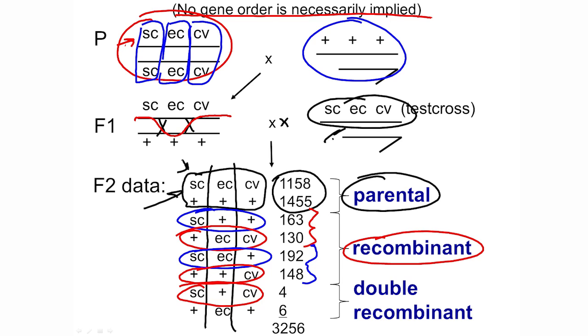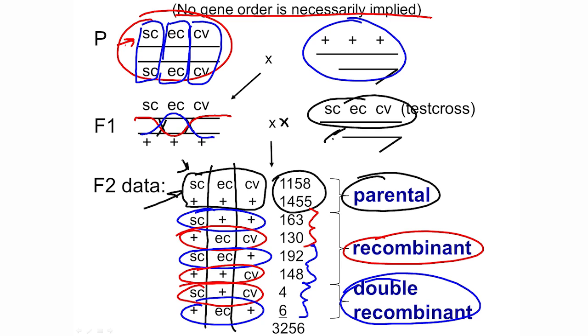And the other one we'll get from that same event is plus echinus and plus, which you can see there. Those are in low frequency because double crossovers happen a lot less frequently than a single crossover does. So that's a double recombinant class. So this data, that's the analysis of this whole cross and why it works out the way that it does.